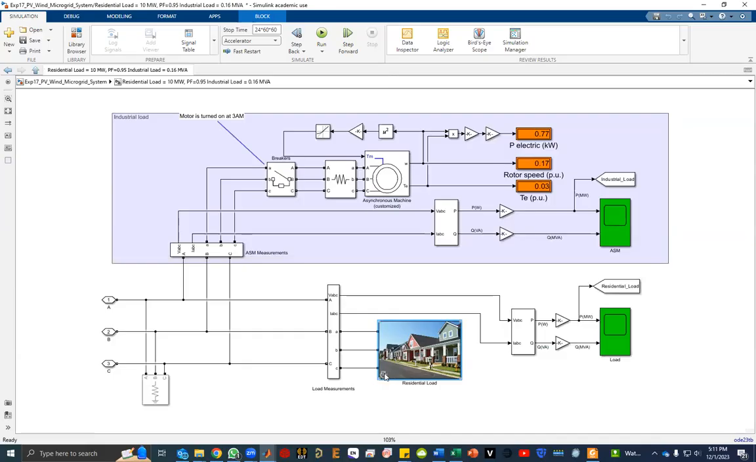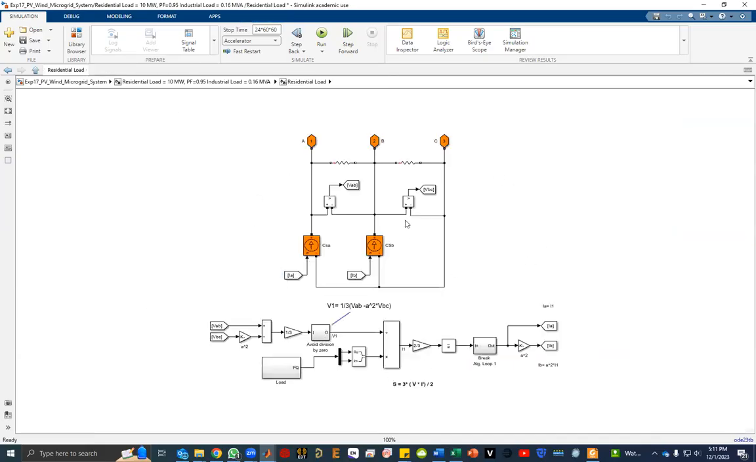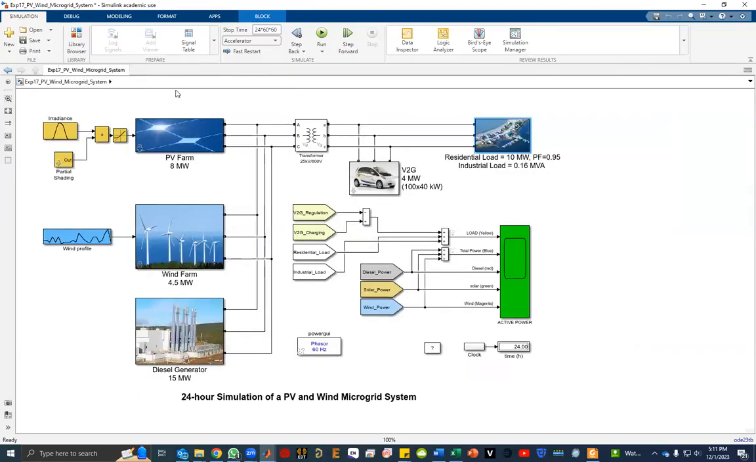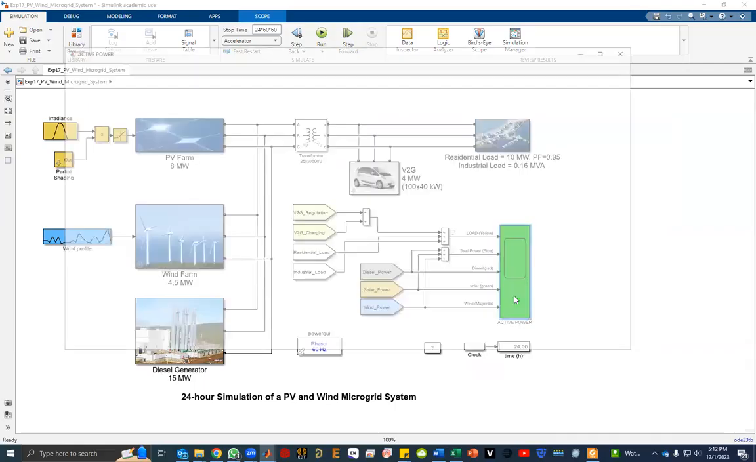If I want to see inside, I will see these are the loads, and these are the control parameters and how it works. So these are two loads representing this residential load, and you will see the load profile here. Okay, now let's see different outputs. So time, 24 hours.